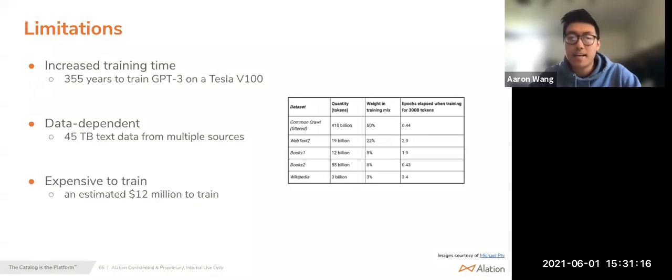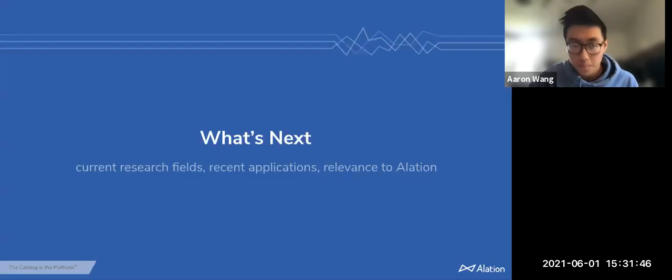And the last thing is that it can be very expensive to train. GPT-3 itself took approximately $12 million to train. Again, not something that we would have to worry about immediately. If we were to employ transformers, we would use some form of transfer learning, but definitely something to keep in mind for the higher end models that places like Google, Microsoft, and Facebook are coming out with.